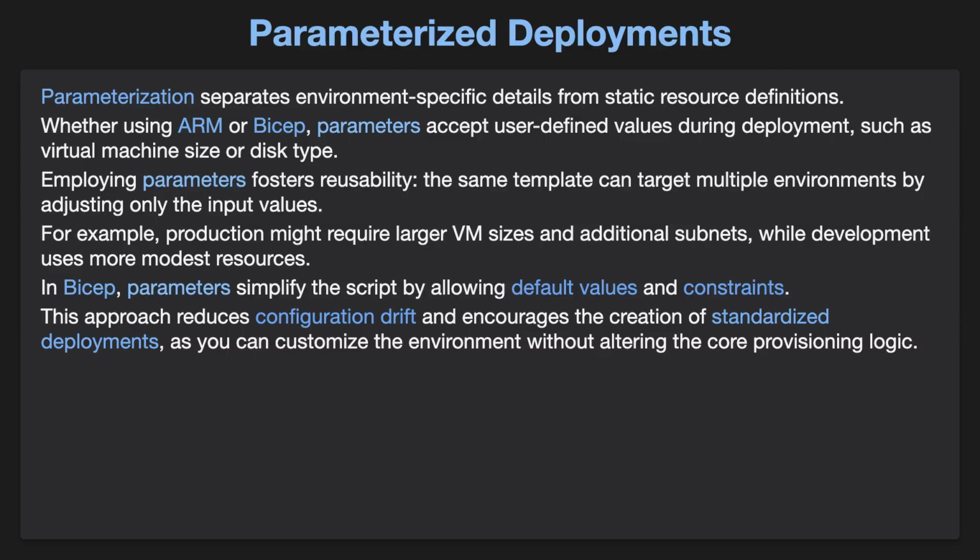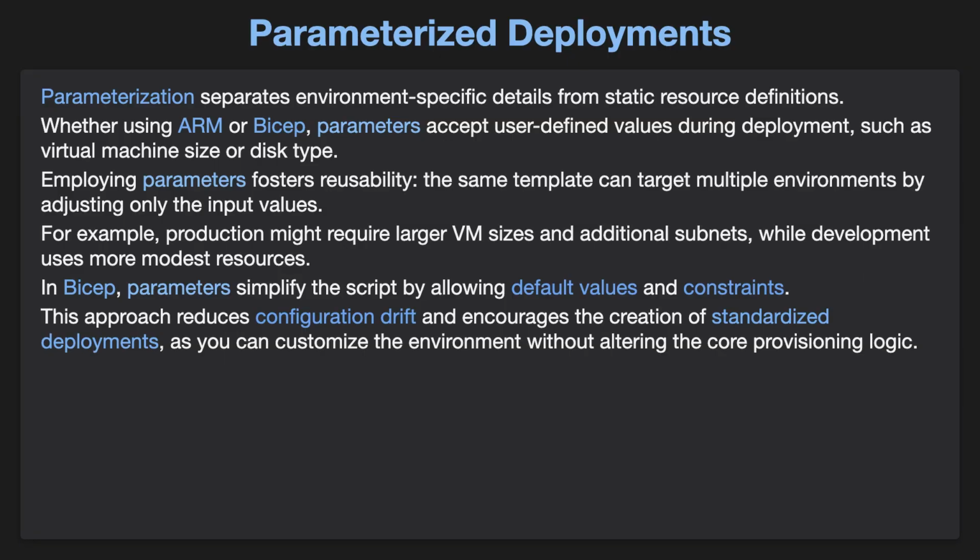Parameterization separates environment-specific details from static resource definitions. Whether using ARM or Bicep, parameters accept user-defined values during deployment, such as virtual machine size or disk type. Employing parameters fosters reusability. The same template can target multiple environments by adjusting only the input values. For example, production might require larger VM sizes and additional subnets, while development uses more modest resources.